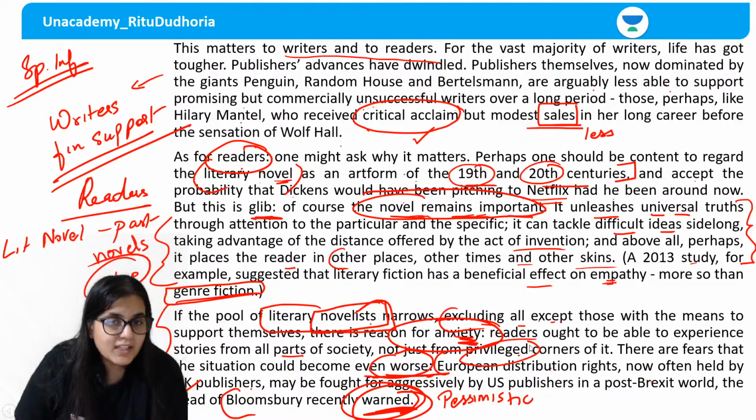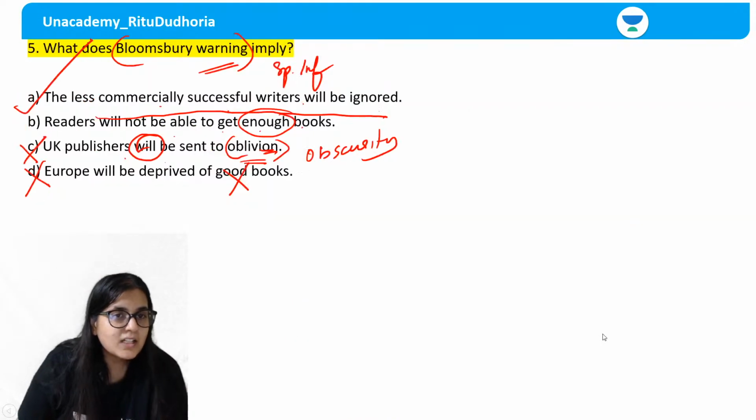Why have they said readers ought to be able to experience all parts of society, not just privileged corners, not just from the successful writers? You should be able to benefit and get to learn from the unsuccessful writers. The situation is going to be bad for the unsuccessful writers. Answer option is clearly going to be A. Answer option is clearly, they will be ignored.